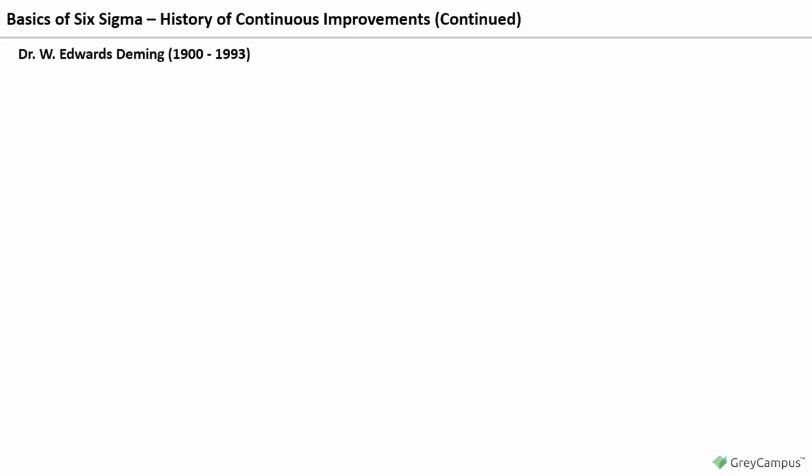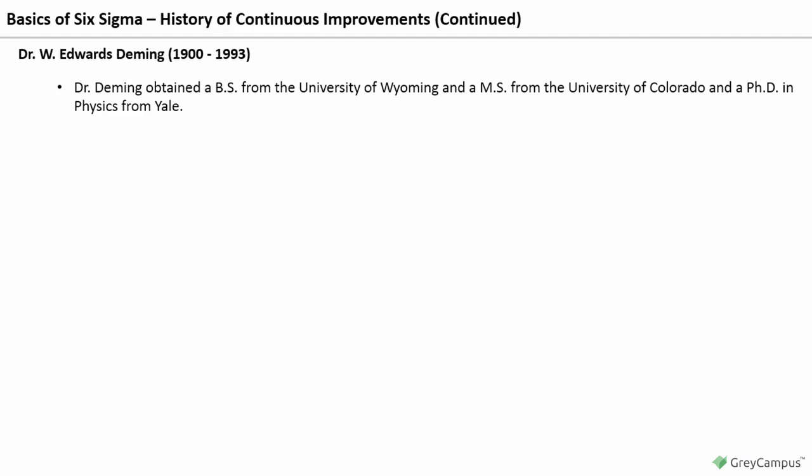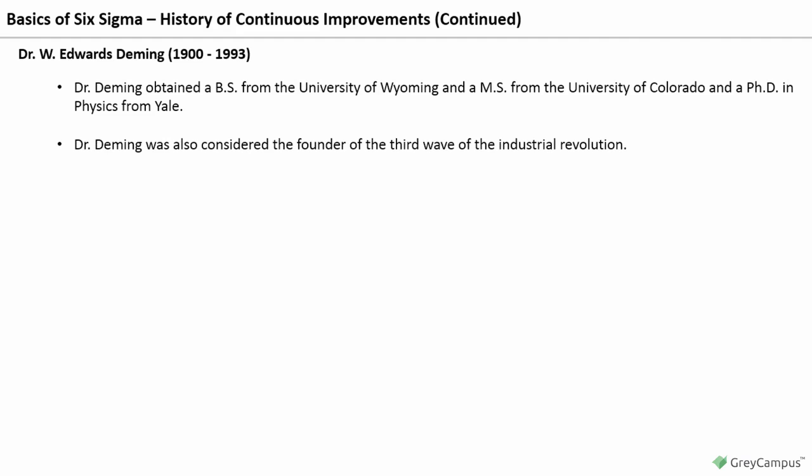Dr. W. Edwards Deming, 1900 to 1993. Dr. Deming obtained a B.S. from the University of Wyoming and an M.S. from the University of Colorado and a Ph.D. in physics from Yale. Dr. Deming was also considered the founder of the third wave of the Industrial Revolution. Dr. Deming was an honorary member of ASQ. He was awarded the ASQ Shewhart Medal in 1955.